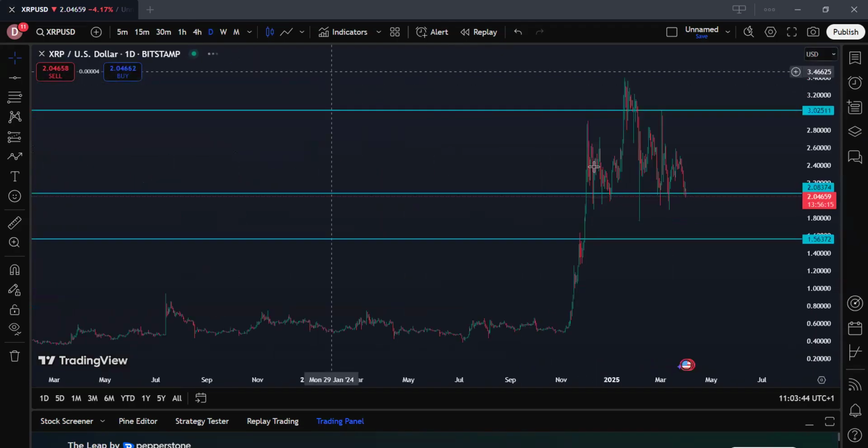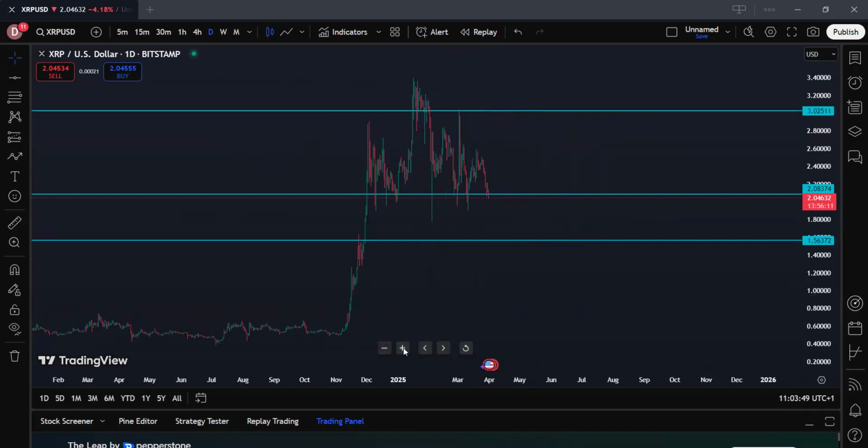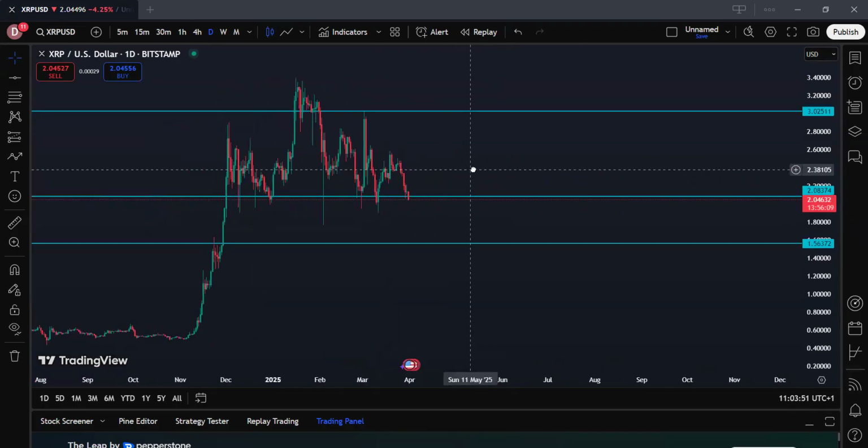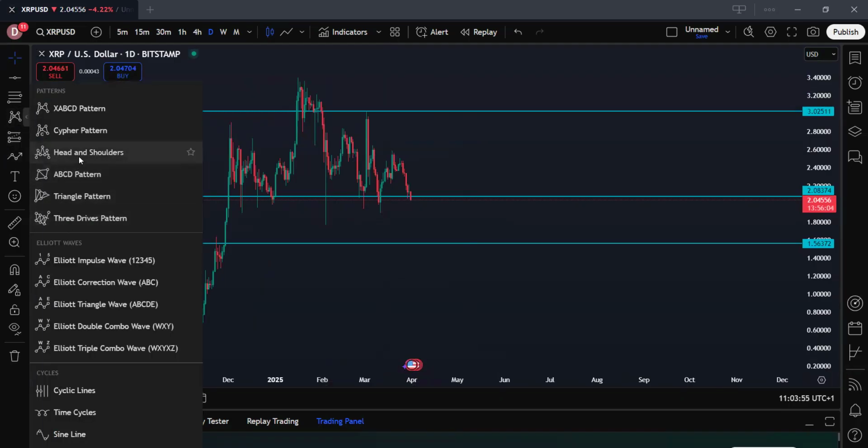So yeah, I was seeing a bit of a pattern with the head and shoulders formation, which I'll just show now.